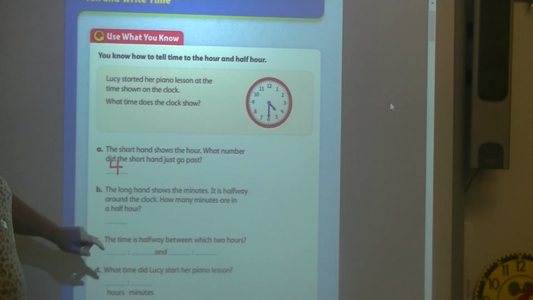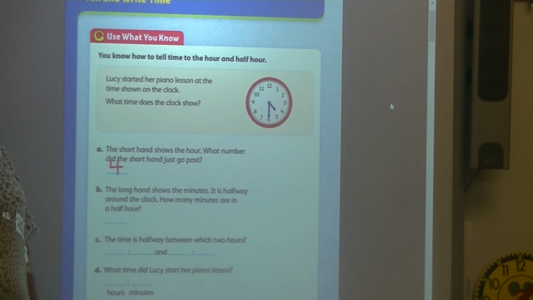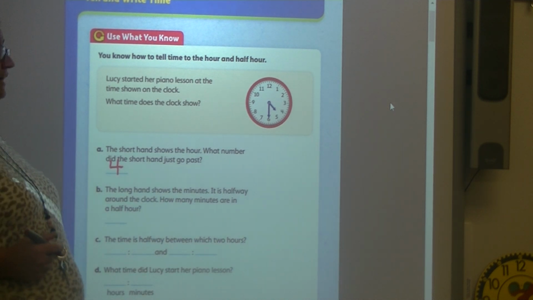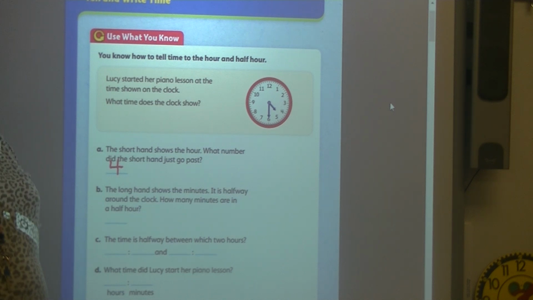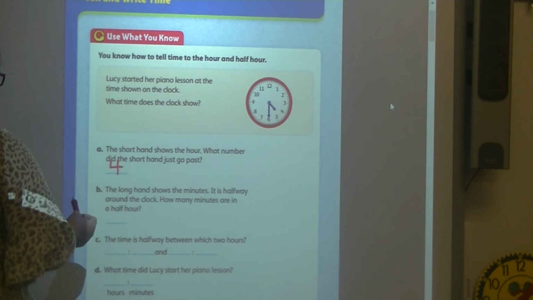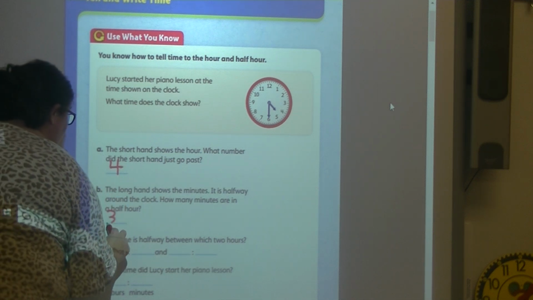B, the long hand shows the minutes. It is halfway around the clock. How many minutes are in a half hour? What did we learn about half? 30 minutes. So there are 30 minutes, right? 30 on the line.